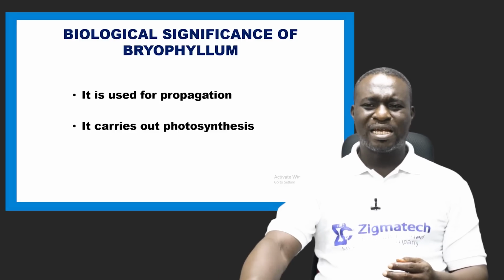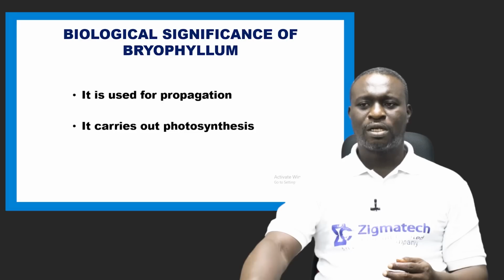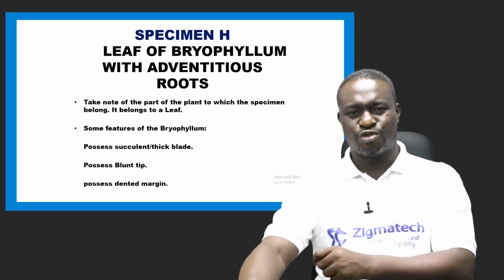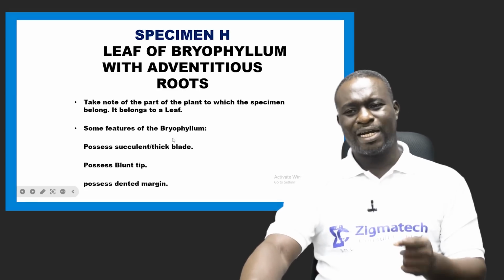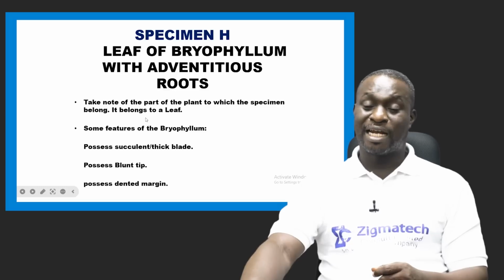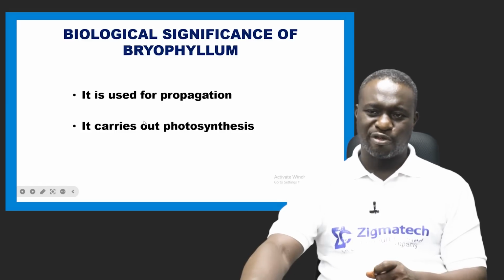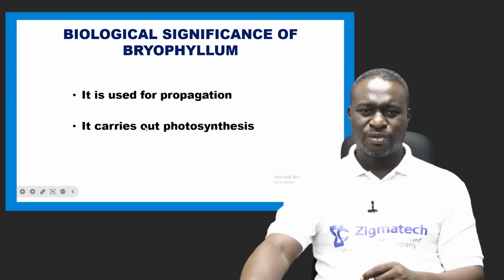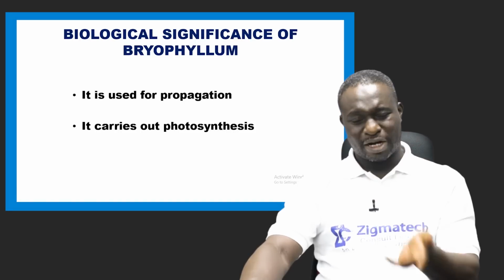Now, another important thing I want to mention is that the bryophyllum also possesses adventitious roots. So please take note, you can add that to some of the features of the bryophyllum. And then let's look at the biological significance of bryophyllum. Bryophyllum is used for propagation. It can be used to grow another bryophyllum.